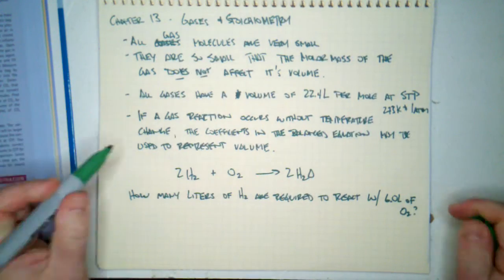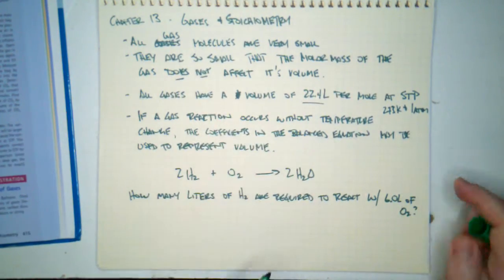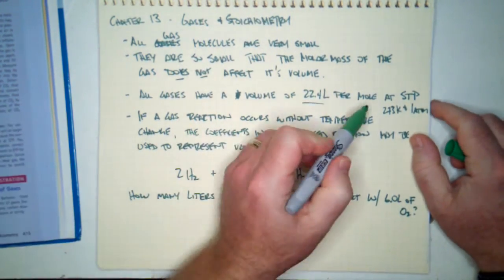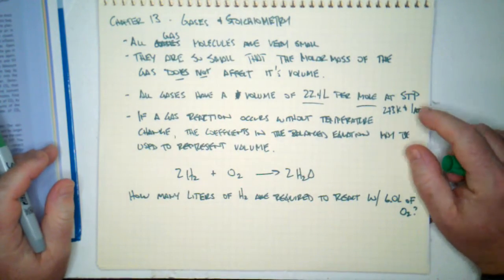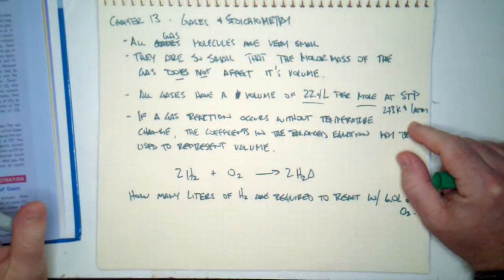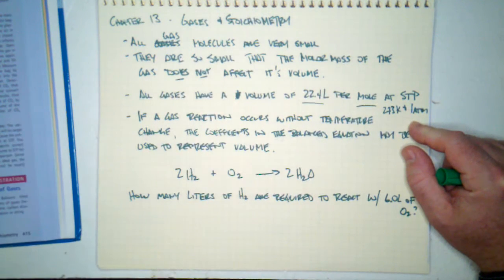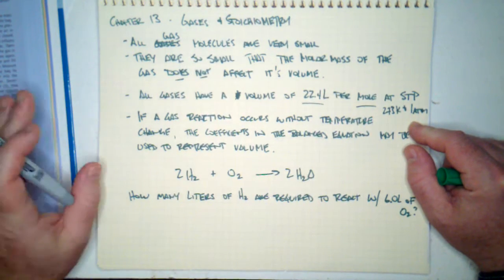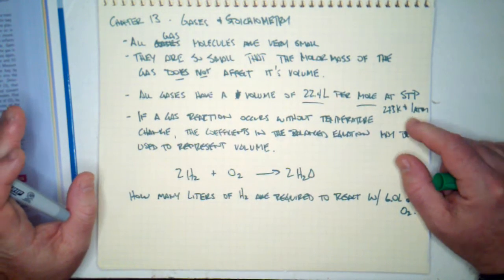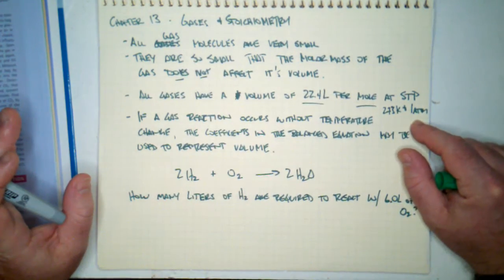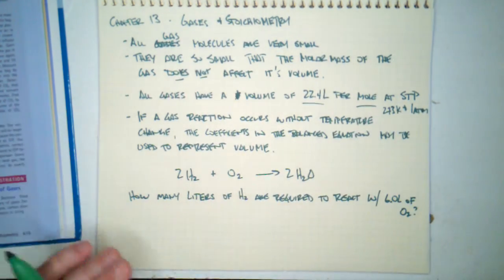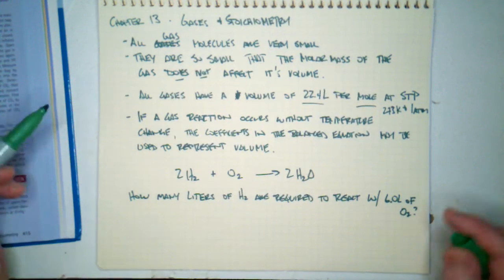So it's important to remember that all gases have a volume of 22.4 liters per mole at STP, which is 273 Kelvin and 1 atmosphere. So it doesn't matter if the gas is oxygen, nitrogen, ammonia, hydrochloric acid. At 273 Kelvin and 1 atmosphere, 1 mole will always equal 22.4 liters.